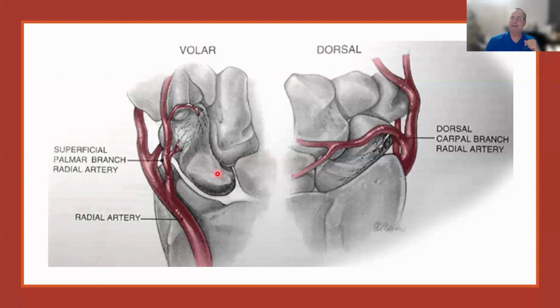And so, yeah, we got to pick up on this. We got to be good at doing that. And we've got to make sure that we get these folks referred as soon as we recognize that they do have a potential scaphoid fracture.